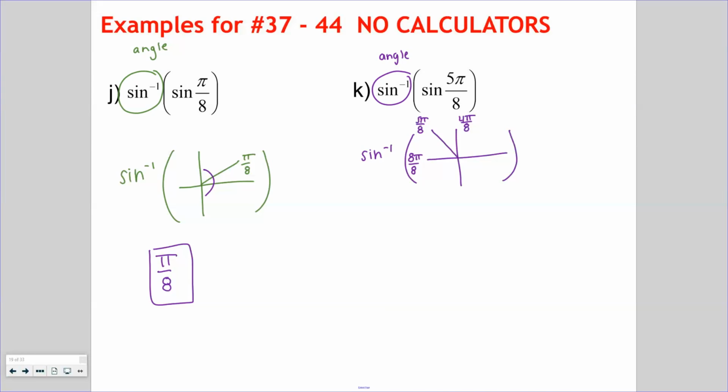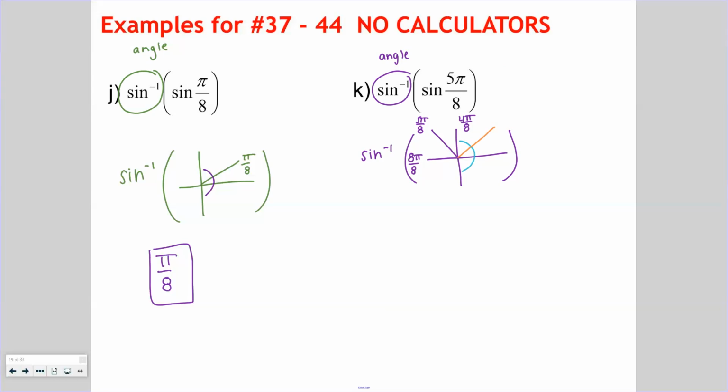Inverse sine says we have to have an angle in the first or the fourth quadrant. So we have a problem because 5 pi over 8 is in the second quadrant. 5 pi over 8 is not in the range of inverse sine. So we are talking about sine here. We're talking about angles with the same y value. So I'm going to take this angle 5 pi over 8. I'm going to reflect it over the y-axis to get the angle we're actually looking for.